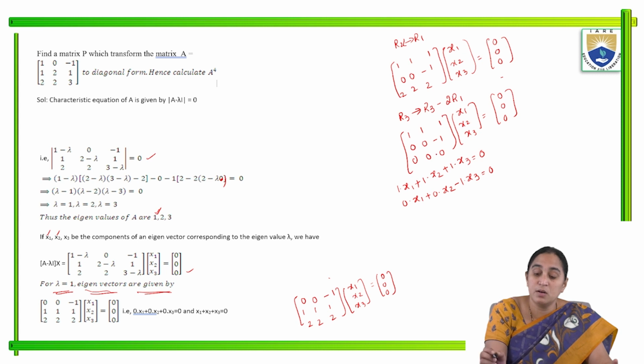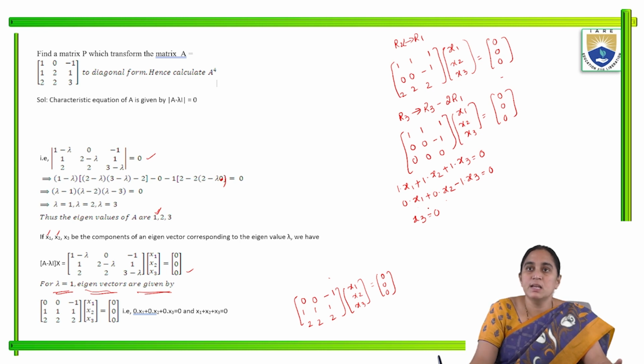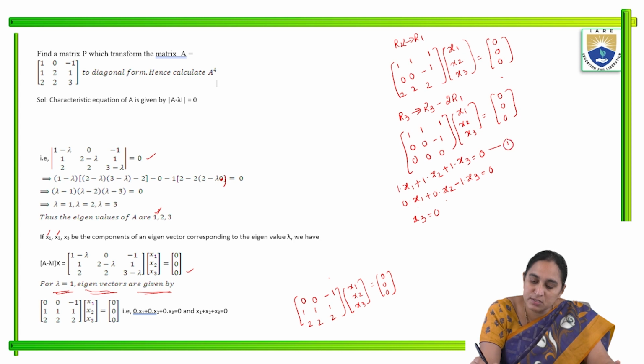There is no third equation, directly all are zeros. From the second equation, x1 and x2 have coefficient 0, so we get directly x3 is equal to 0. And this is the first equation. From the second equation we get one unknown value, x3 as 0. Now we have to find the unknown values of x1 and x2 from the one equation. How do we find x1 and x2 from one equation?